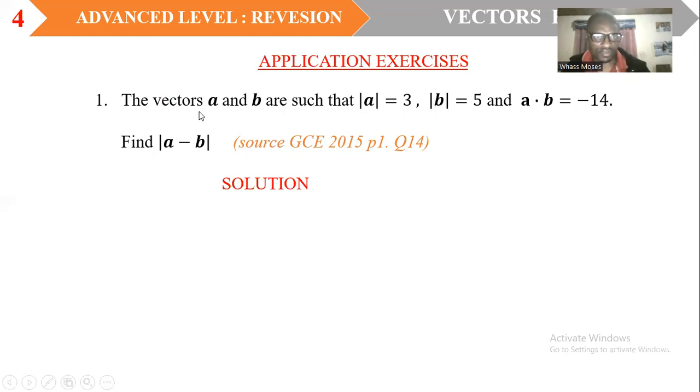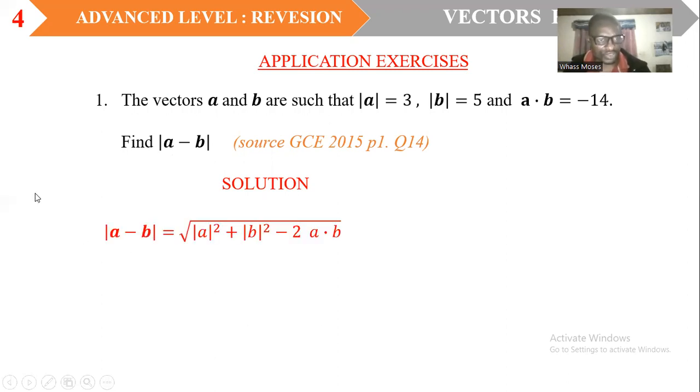The first application exercise is taken from PATH GCE 2015 paper 1 question 14. It reads, the vectors A and B are such that the magnitude of vector A is equal to 3, the magnitude of vector B is equal to 5, and the dot product of the vectors A and B is negative 14. Find the magnitude of A minus B.